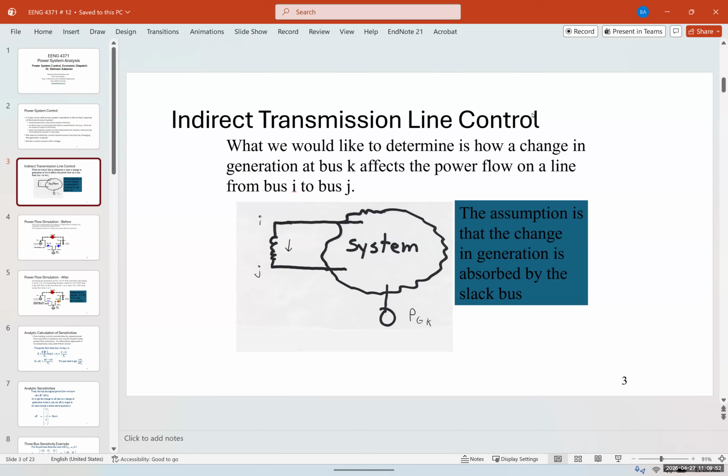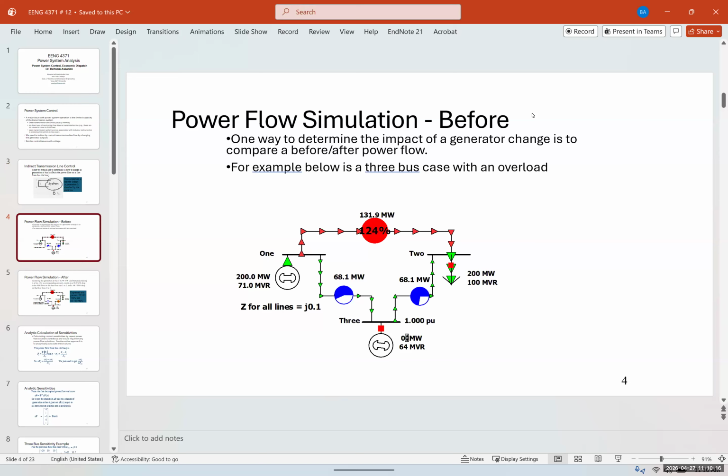That ratio, the change in the line flow divided by the change in the generator output, is what we call a sensitivity factor. One important assumption that we are making here is that whenever we increase generation at bus K, the slack bus automatically decreases by the same amount to keep the system balanced. The slack bus absorbs the difference. Again, because of Kirchhoff's current law, we don't generate extra power; all the power that is generated must be consumed, in other words.